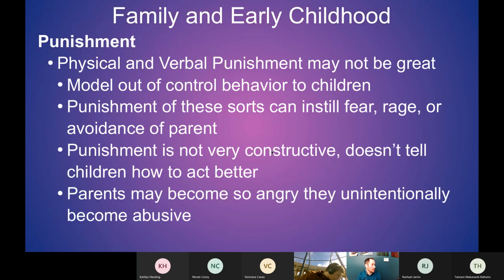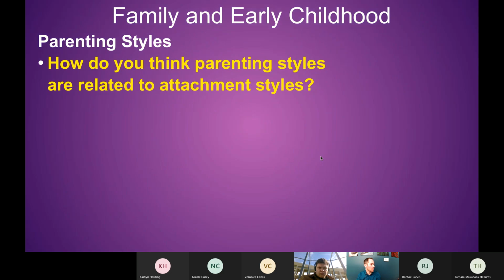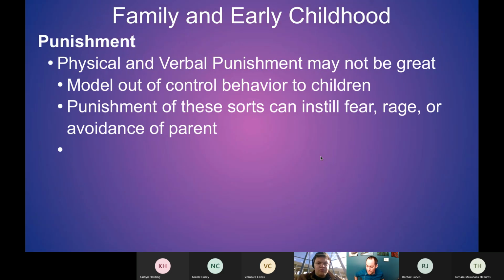All right, so let's talk about punishment in the context of family and early childhood.